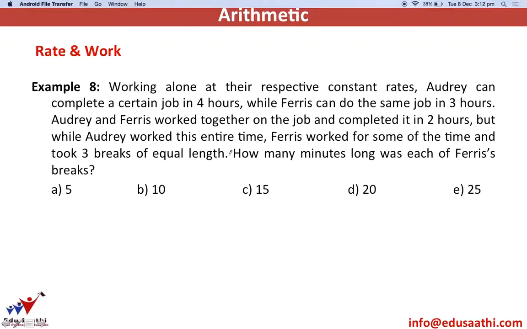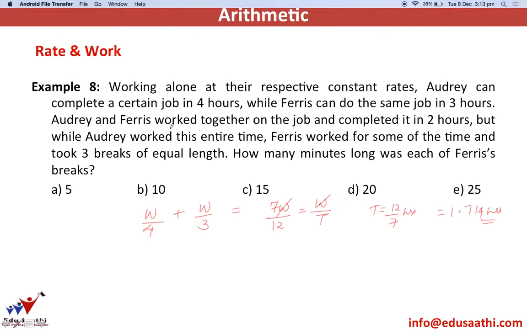So now look at it. Let the work done be W. Audrey can finish it in 4 hours, so what is the efficiency? W by 4. Ferris can finish it in 3 hours, so Ferris' efficiency is W by 3. Now when they are working together, everybody will do their part of the job, and if you just solve it out, this is what it comes out to be. So this is equal to work done divided by the total time taken by them collectively. The total time taken by them collectively is 12 by 7 hours. If I solve 12 by 7, I would get 1.714 hours. This is the time which is spent.